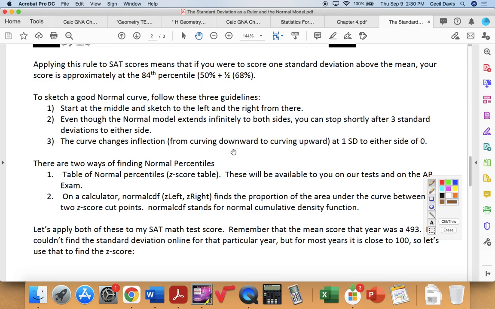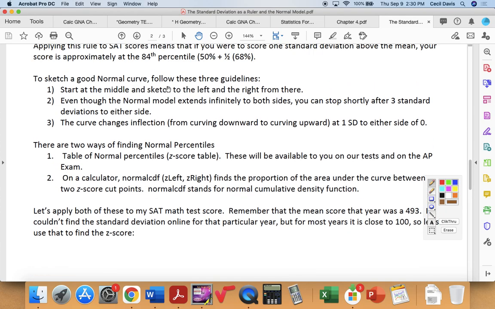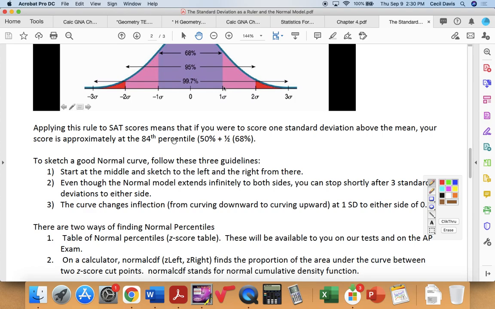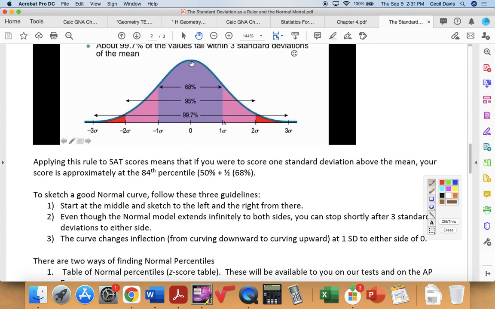So there are two different ways to find normal percentiles. Back to this, when you're sketching this, start in the middle and go out from there. Go left and right from the middle. So pick a high spot and go out. You can stop shortly after 3 because there's just not very much after that. 3 standard deviations to either side. And the curve changes inflection. For those of you in calculus, you'll learn about that soon. But this changes from an overhand motion to an underhand motion right there at 1 standard deviation to either side of the mean.